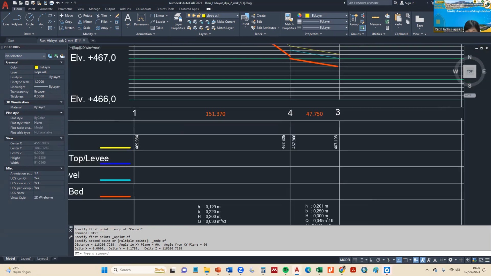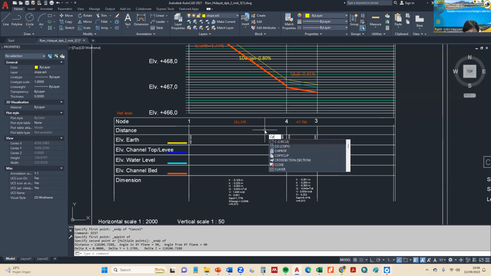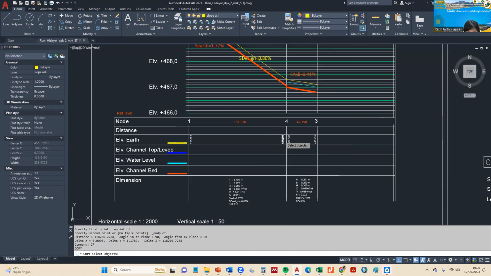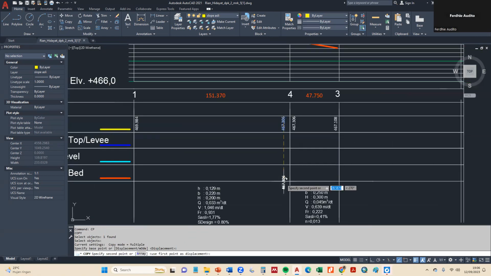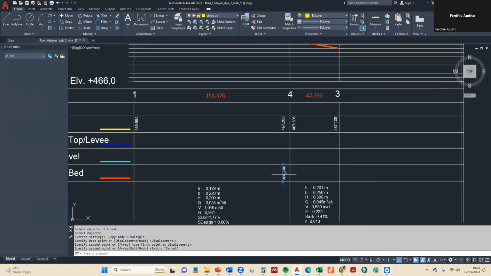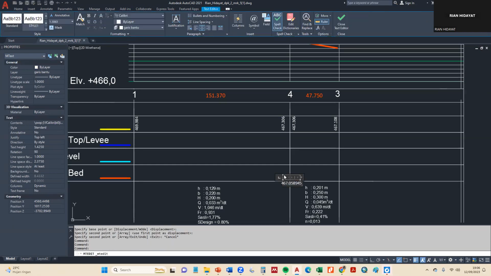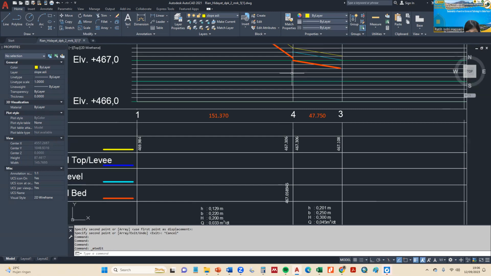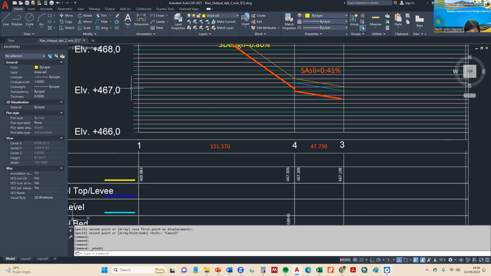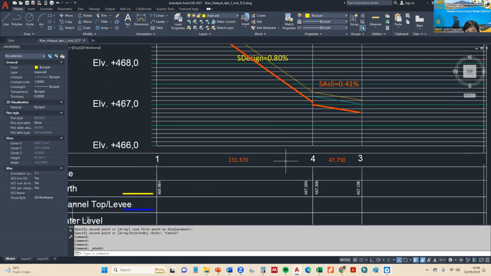Bener nggak, Ferdi? Ferdi. Yes, Prof. Sorry, Rian. Not Ferdi, sorry, Rian. Iya, Prof. Ya, misalnya gini ya, 467,05. Bener nggak sih? Ini kan 0,1. Ini 0,5 ya. I think this is correct ya.